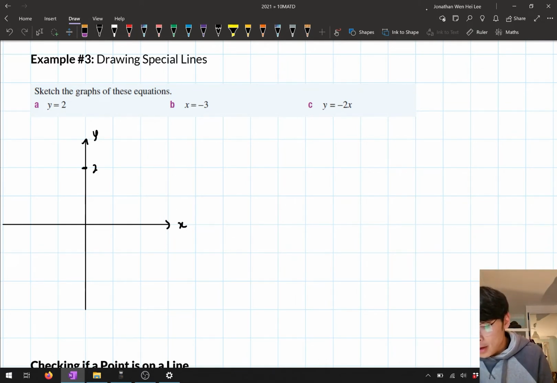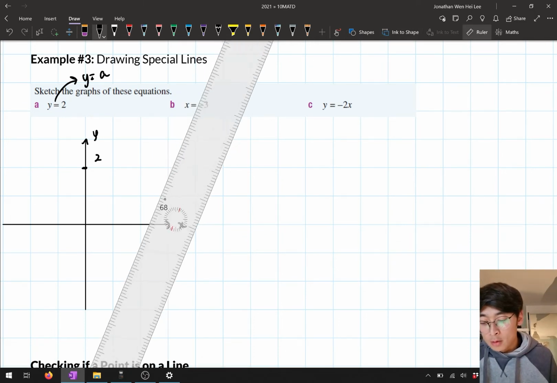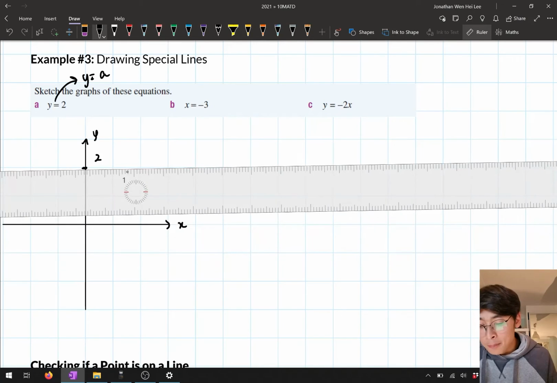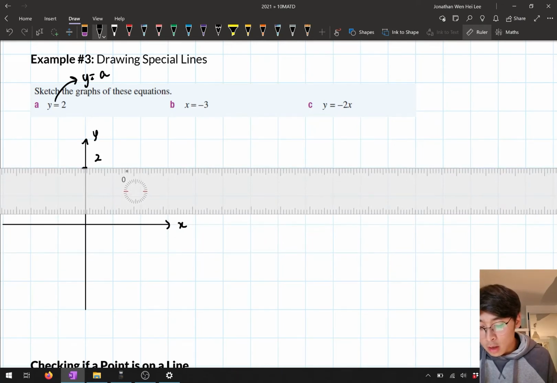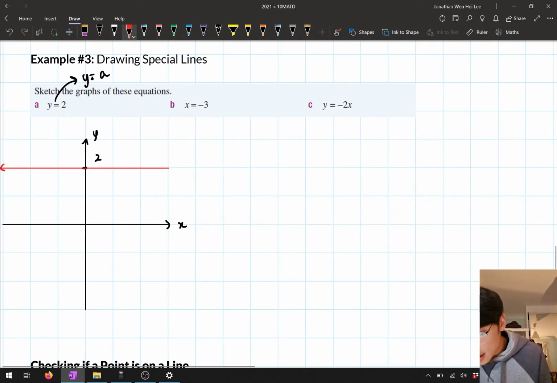Now, when I see the graph y is equal to a number, let's say a, what this will mean is that there is a whole bunch of points where y is equal to 2. And it actually forms a horizontal line. So if you ever see the graph y is equal to a number, this is just a horizontal graph at wherever that number is. So here, if I draw a horizontal line at y is equal to 2, this whole line is y is equal to 2. Okay, that's the first one.